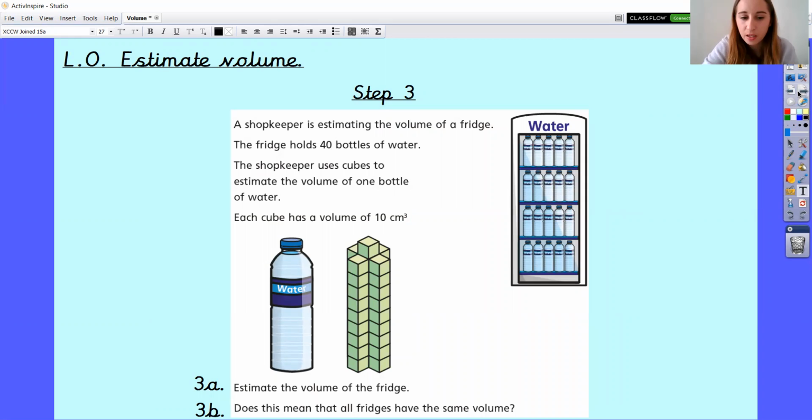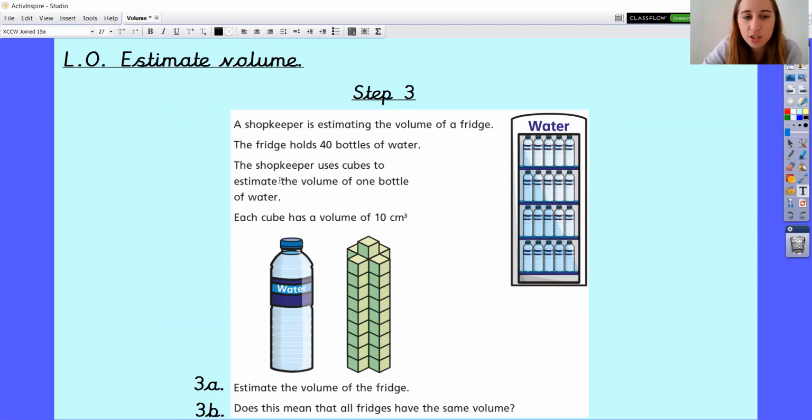We've just got 1 problem and it's got 2 parts to the question. So we've got a lovely fridge here and a shopkeeper's estimating the volume of that fridge. He's not sure what the volume is, he wants to know roughly. Now this fridge holds 40 bottles of water. Now I don't think I can see all 40 there, but I imagine there's some behind them.